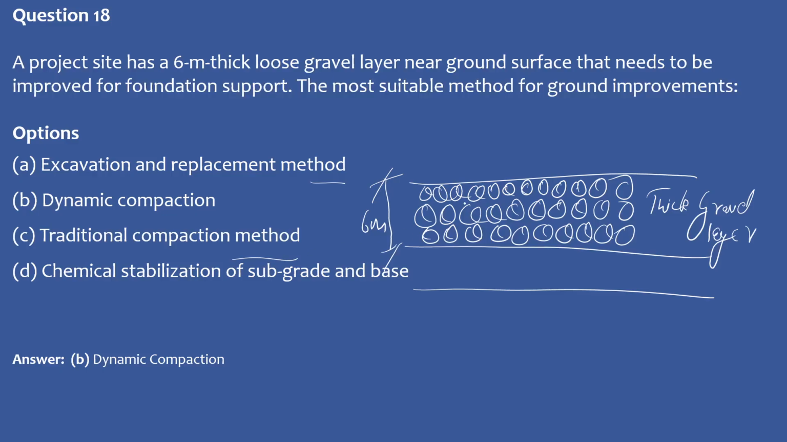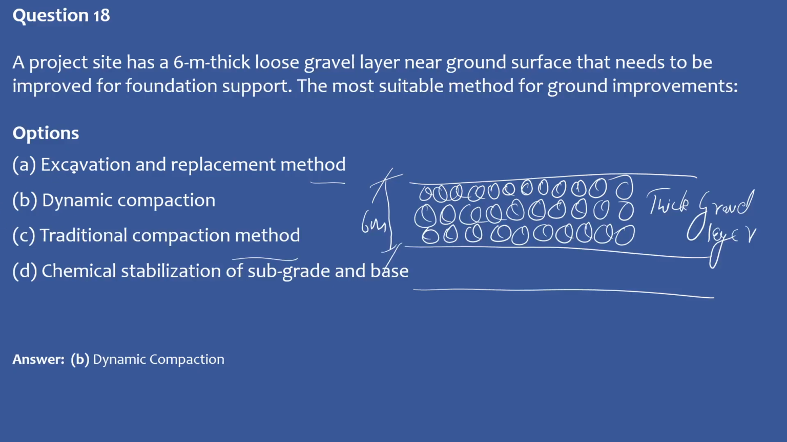We don't want to go with the traditional compaction method because you want to improve the interparticle packing, and the traditional compaction method won't lead to that. Chemical stabilization, again, you don't want to do because, as we said, this is very enhanced gravel, an enhanced geological material. So we'll go for the dynamic compaction method.